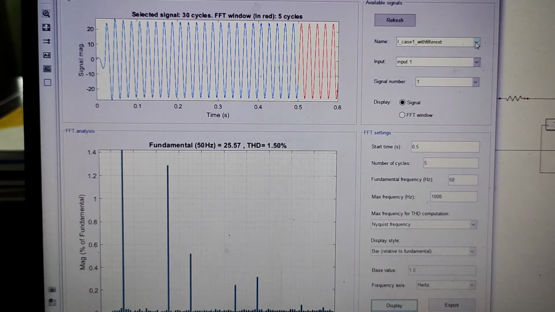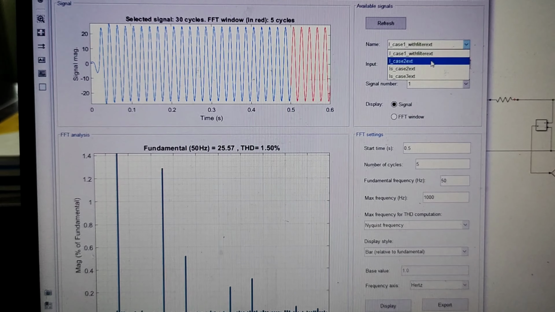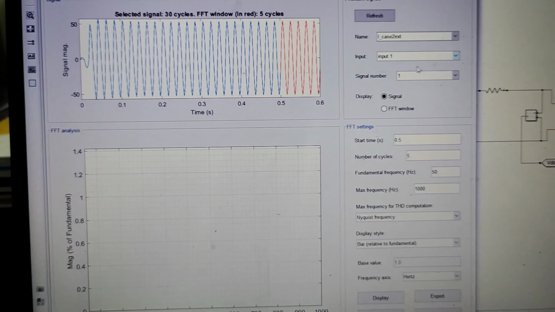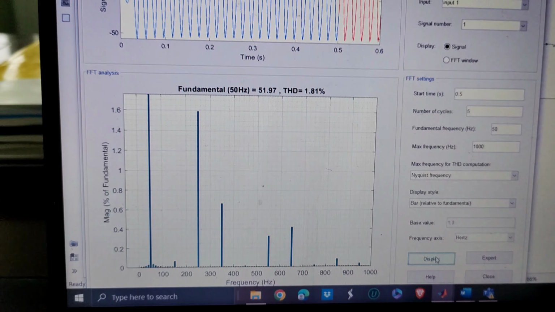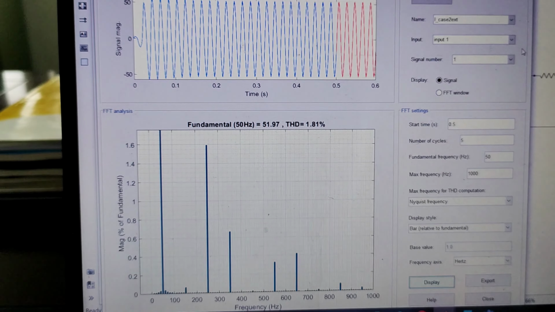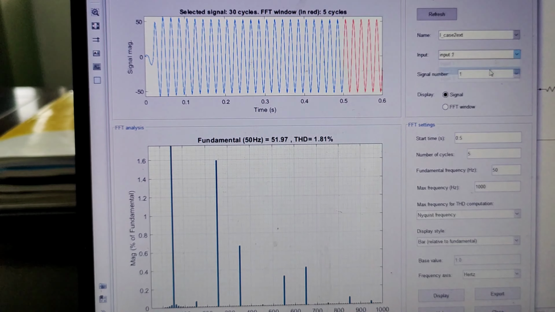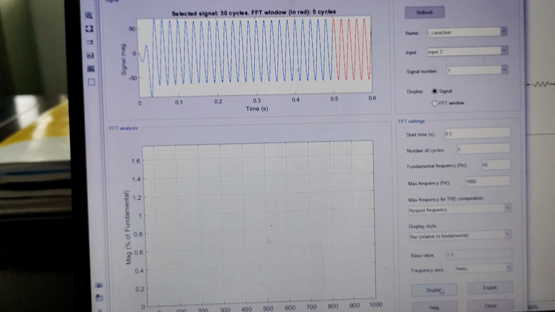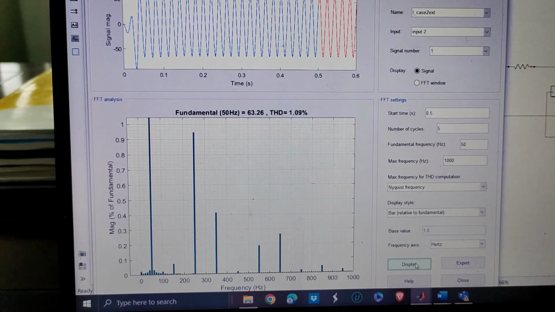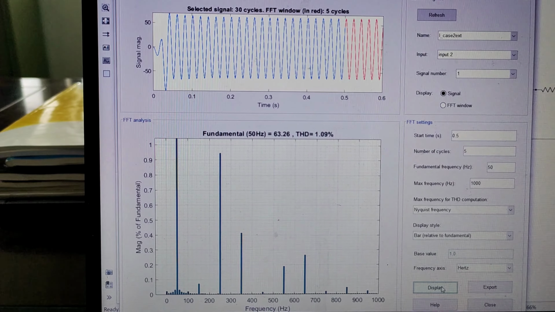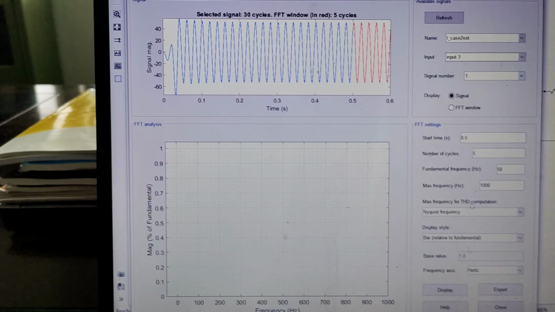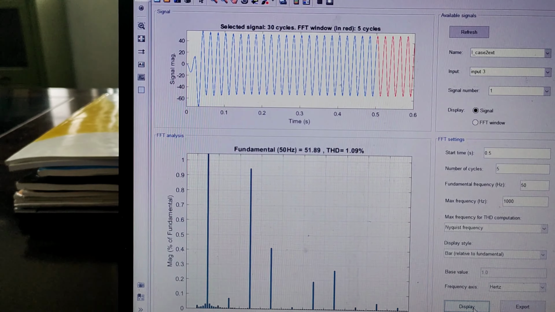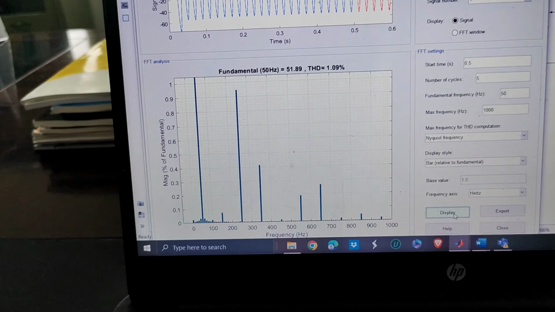Here, the extension, input 1. This is for 1.81 because the 3-phase supply has a little more. Why 1.09? For level 3, 1.09 as usual. So while we decrease the harmonics, it will increase the battery life.